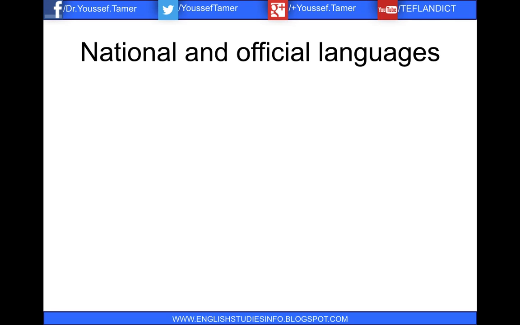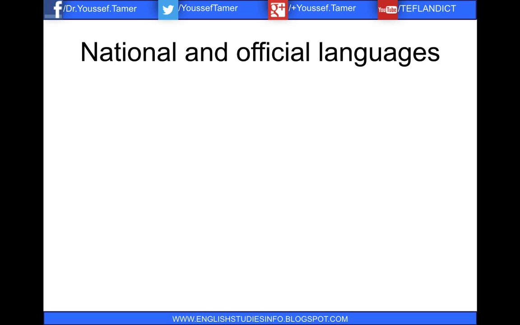Now, the distinction between national and official language. For instance, in our context, the national and official language are both the same, which is Standard Arabic. It is our national language, and it is the official language, okay? But then there are some contexts like the one in China, as we're going to see.